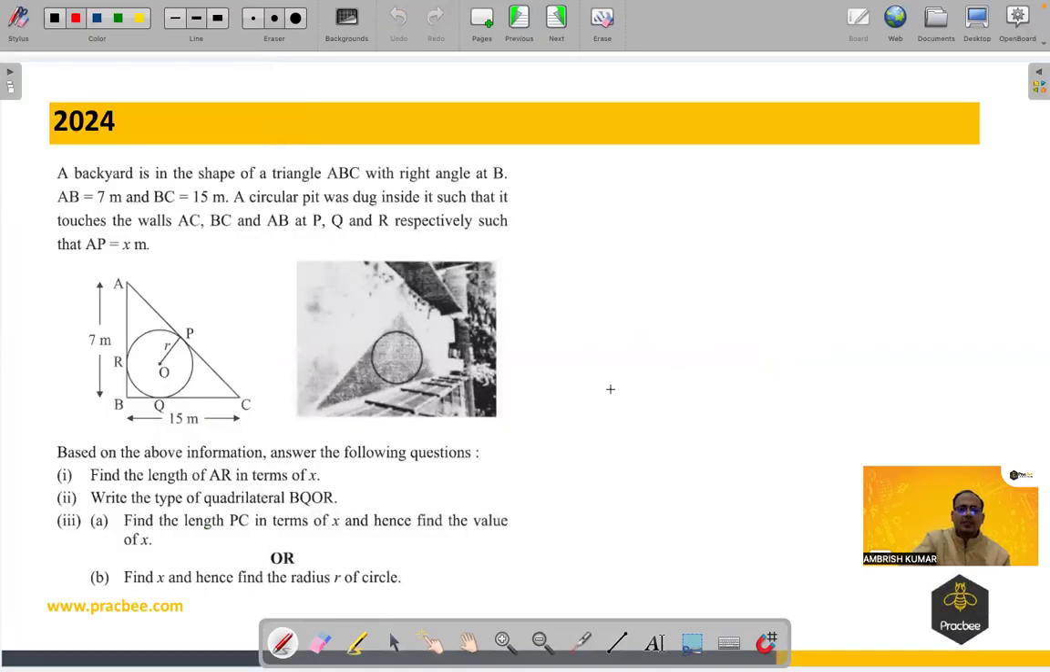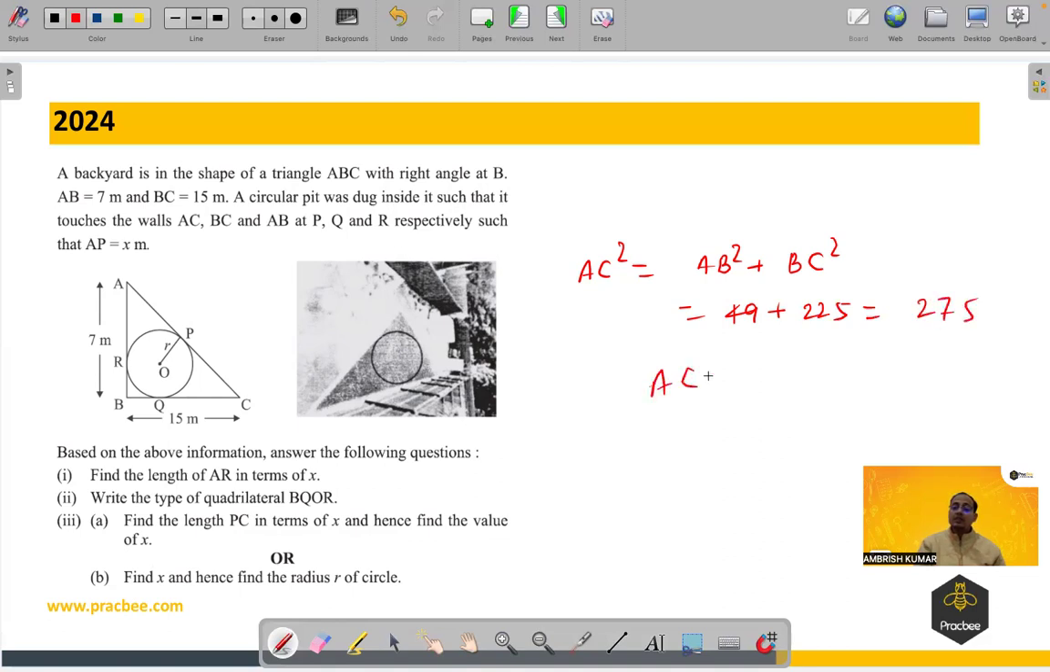Now coming to this question, AB is given as 7 meter, BC is given as 15 meter. So first of all, use the Pythagoras theorem. AC square is going to be AB square plus BC square, AB square 7 square 49 plus 15 square 225. So 274. So AC is almost going to be 15.55 meter. Clear?